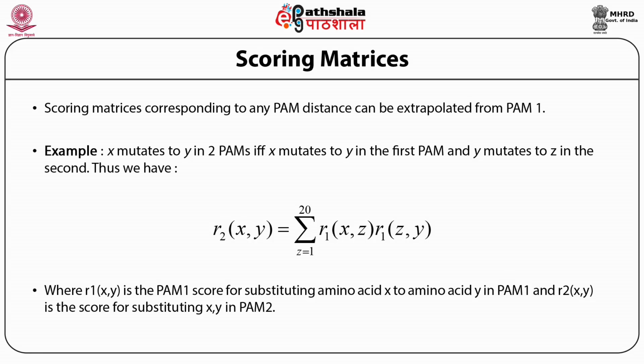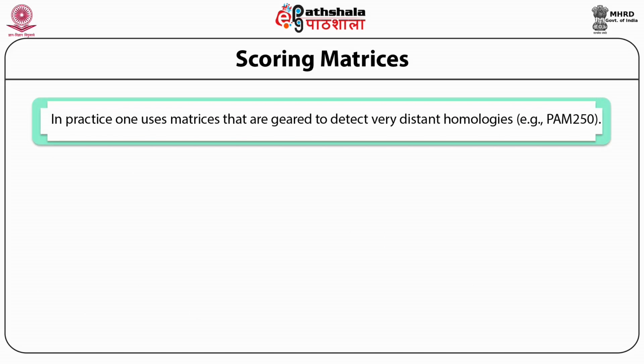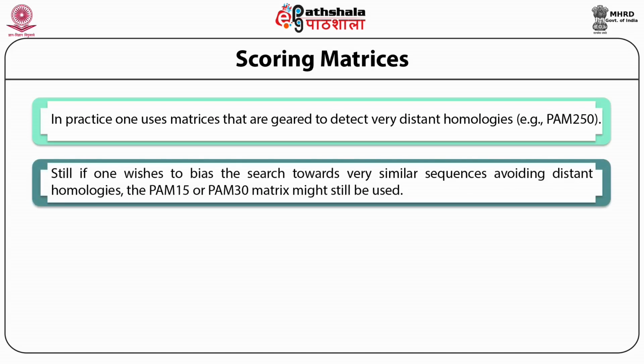This way one continues; one can make PAM3, PAM4, PAM10, PAM100, PAM200, PAM250, or whatever you like. In practice, one finds that the PAM250 matrix is pretty good at detecting protein sequences which are homologous but are so far away that millions of years of evolution have passed and as many changes as possible have happened. So in general we prefer to use the PAM250 matrix. However, if for some reason we are working with protein sets which are very, very similar, we would probably like to use PAM15 or PAM30 or whatever matrix is possible.